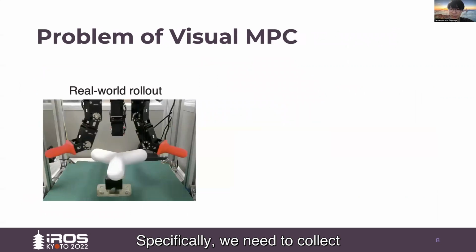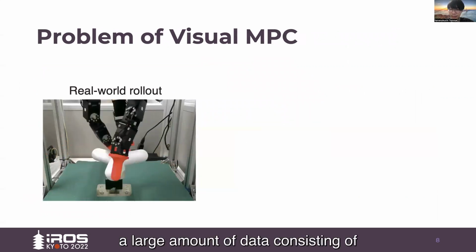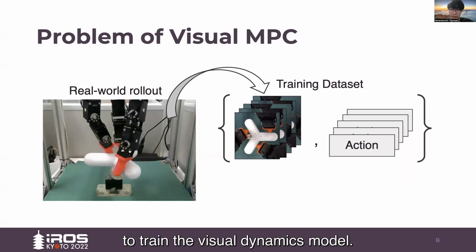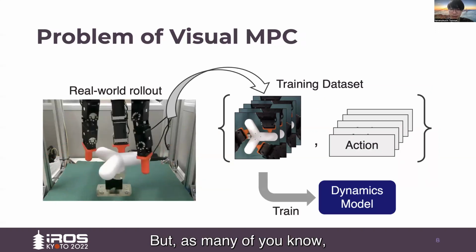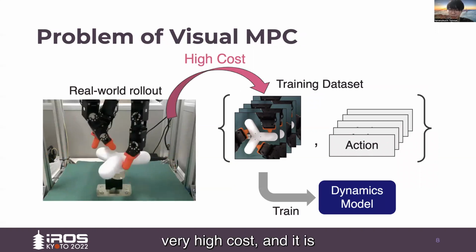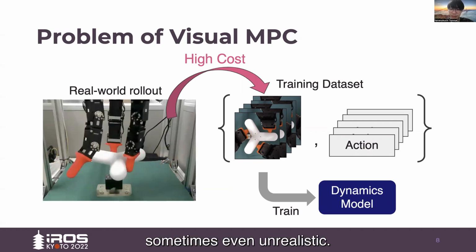Specifically, we need to collect a large amount of data consisting of images and actions from the real world to train the visual dynamics model. But as many of you know, this data collection process is very high cost, and it is sometimes even unrealistic.